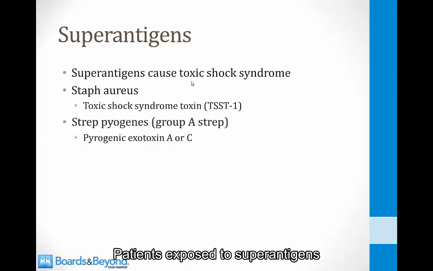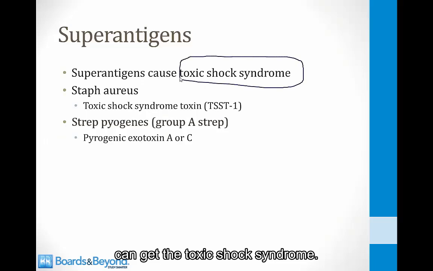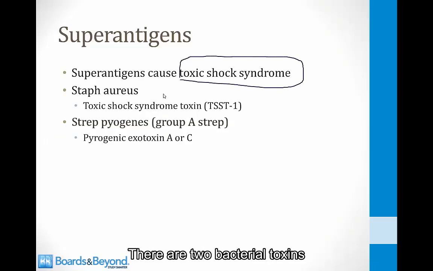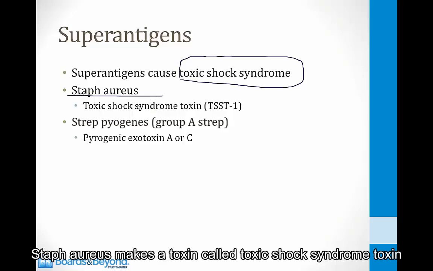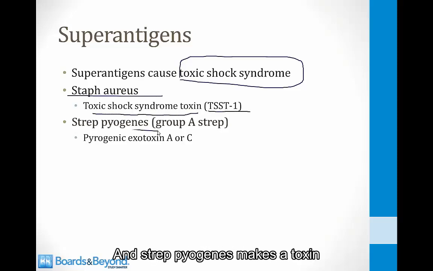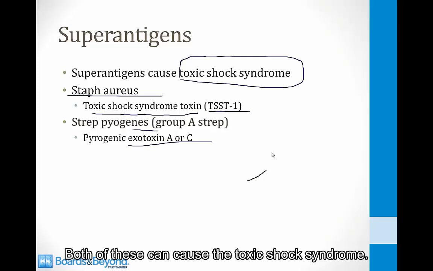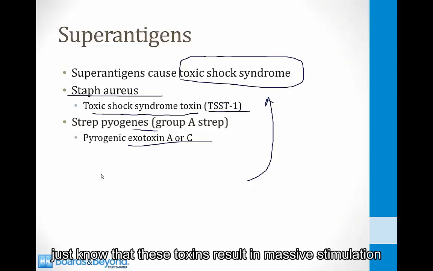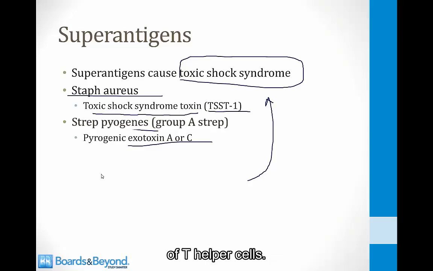Patients exposed to superantigens can get toxic shock syndrome, and this is a result of the massive stimulation of T cells. There are two bacterial toxins that cause toxic shock syndrome. Staph aureus makes a toxin called toxic shock syndrome toxin, or TSST-1, and strep pyogenes makes a toxin called pyrogenic exotoxin A or C. Both of these can cause toxic shock syndrome, and I talk about this in more detail in the infectious disease modules. For our purposes here, just know that these toxins result in massive stimulation of T helper cells.